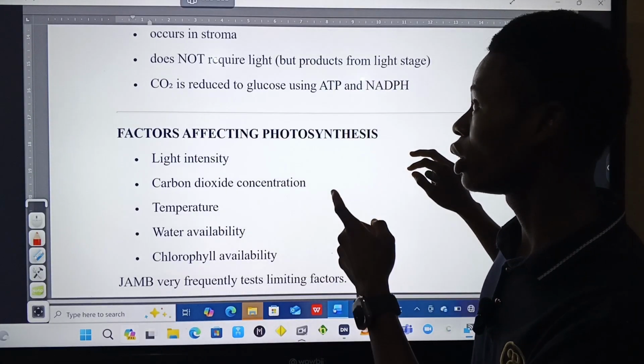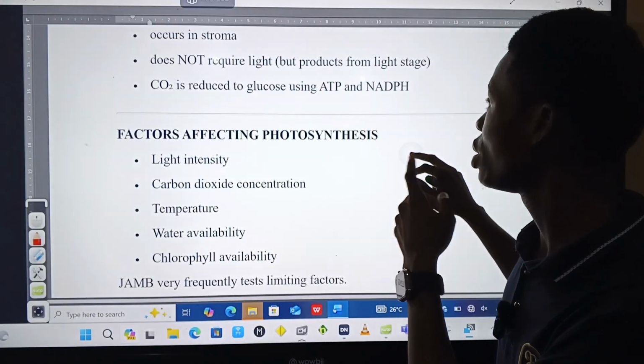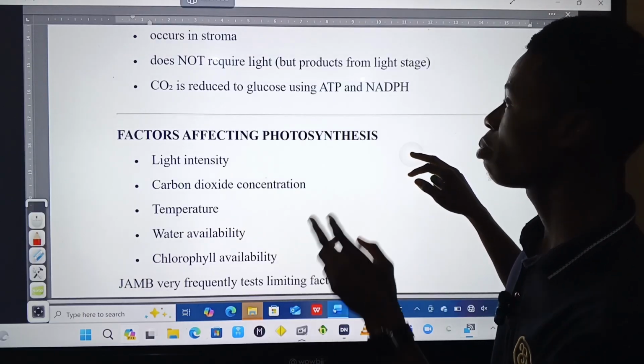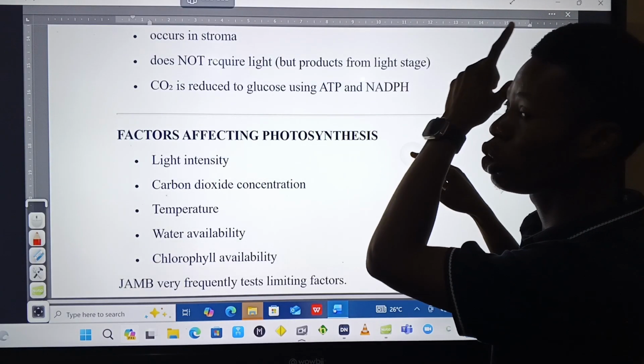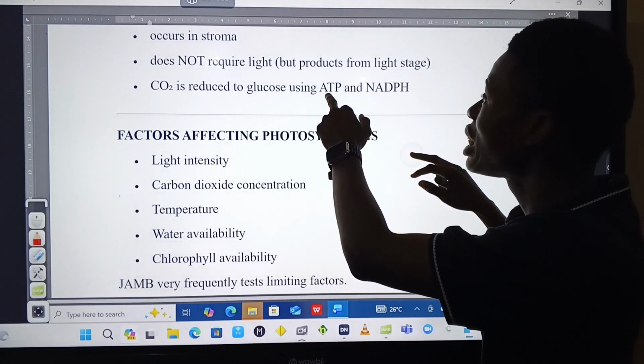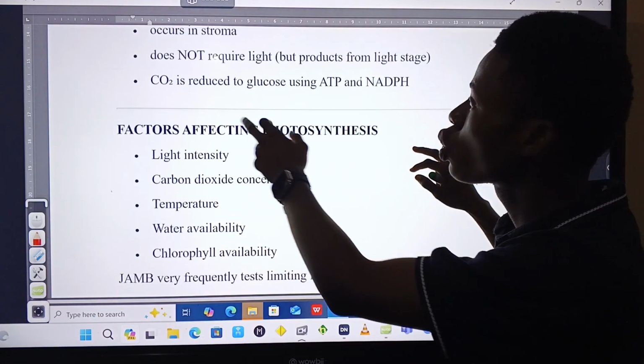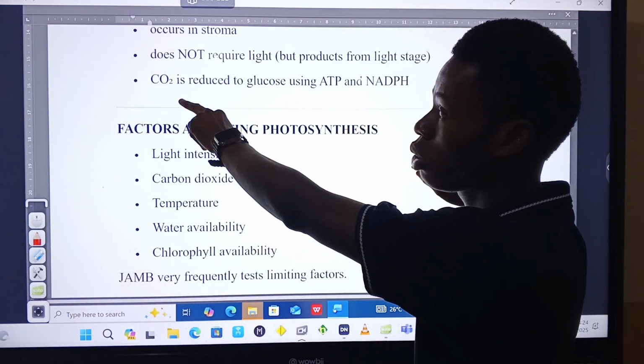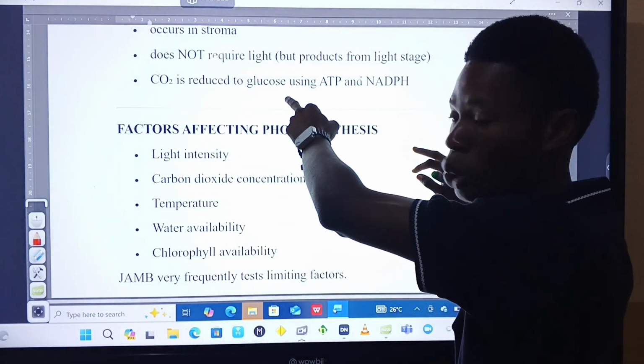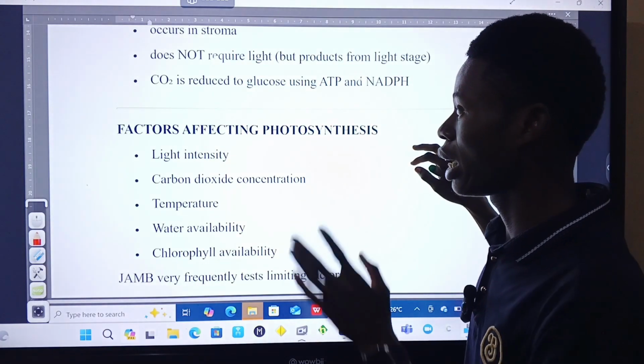Carbon dioxide is reduced to glucose using ATP and NADPH. Remember that ATP and NADPH were produced in the light stage. Now this ATP and NADPH will be used to reduce carbon dioxide gotten from the atmosphere to form glucose, their food. That's the dark phase.